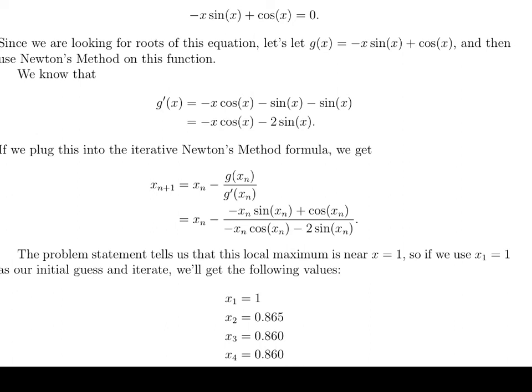So if you plug 1 into that formula, you would get 0.865. And you plug that back into the formula and you get x3 equals 0.860. If you do one more, you get the same thing, at least at 3 decimal places. And that's what we were after anyway.